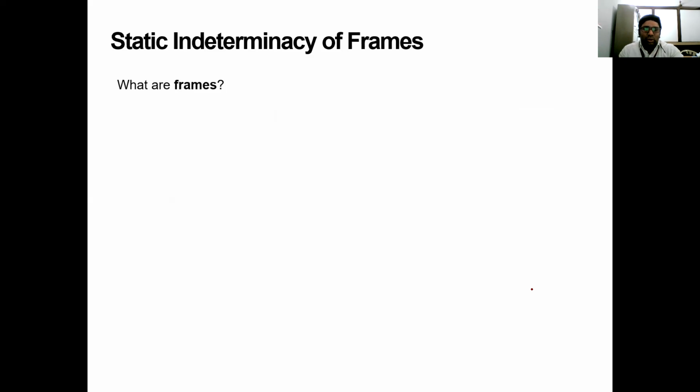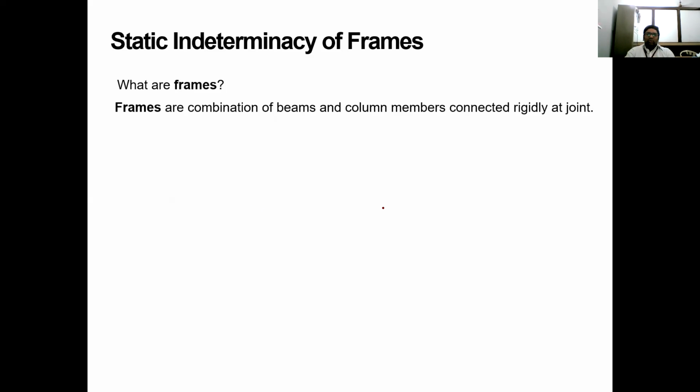I have already explained to you with internal hinge also. The same thing is applicable. Now let us go to the next topic, that is the frame. So what exactly are frames? Frames are the combination of beams and column members connected rigidly at a joint.